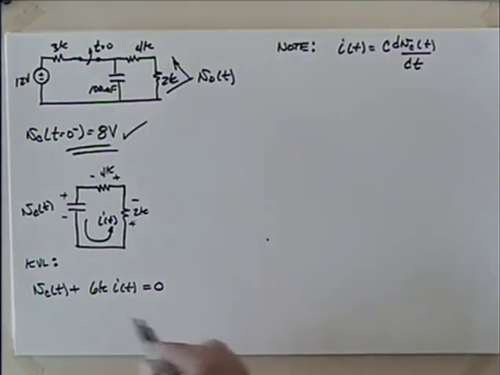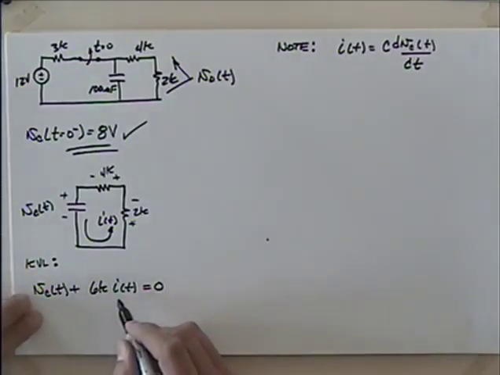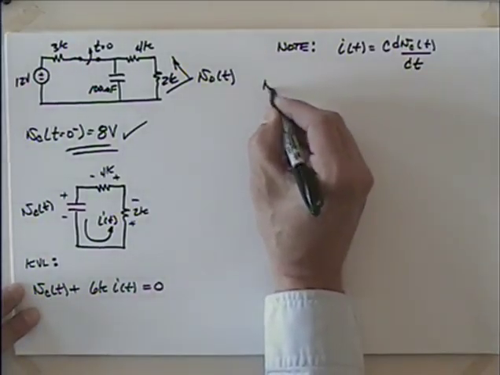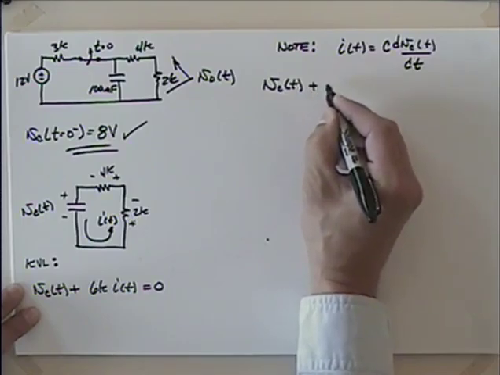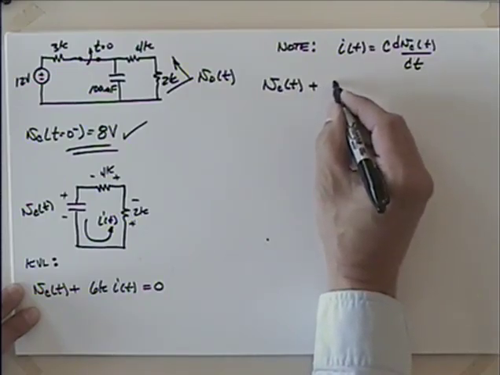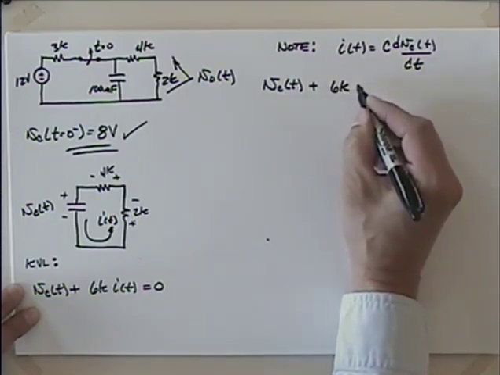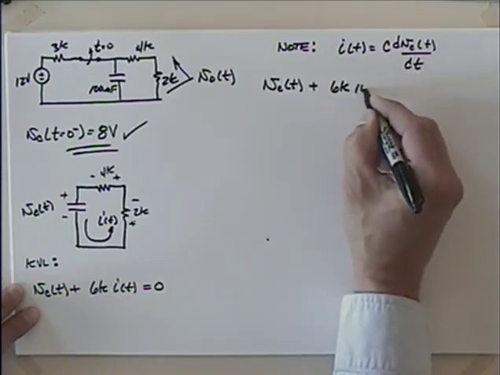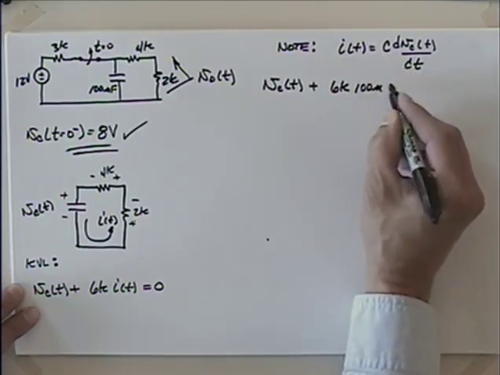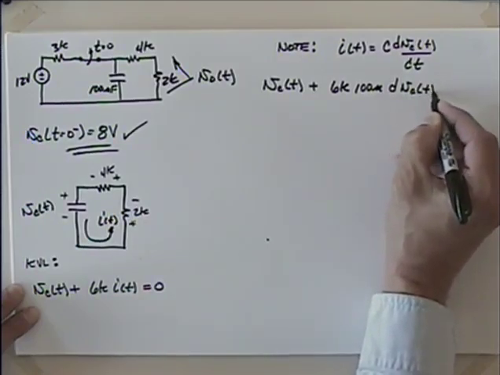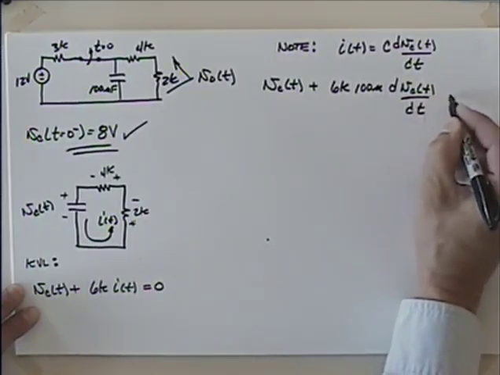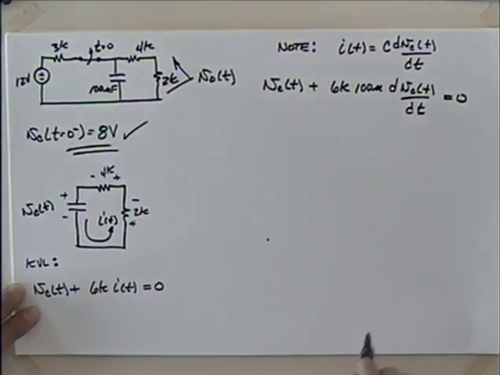So I'm going to make that substitution for I of t. So I now have v sub c of t, then plus 6k, and then C, that's 100 microfarads. And then I have dv sub c of t dt is equal to 0.